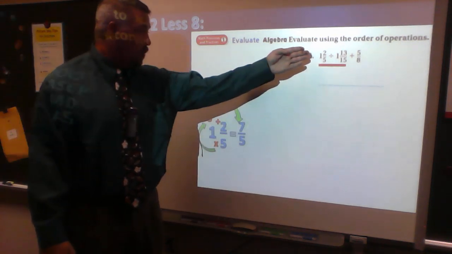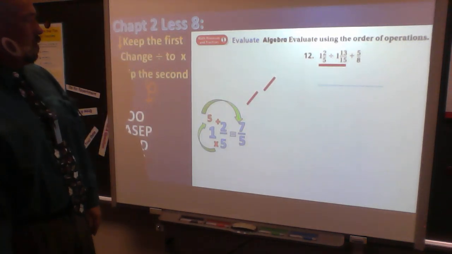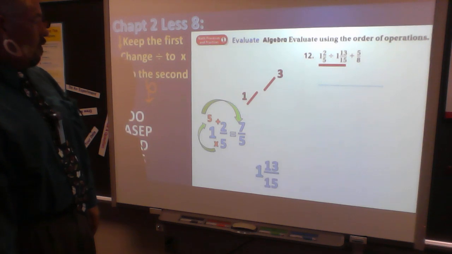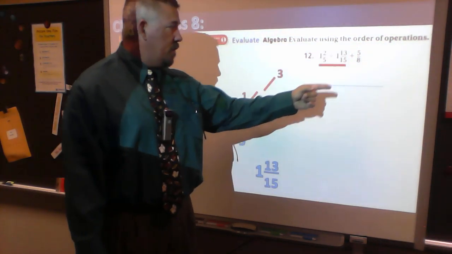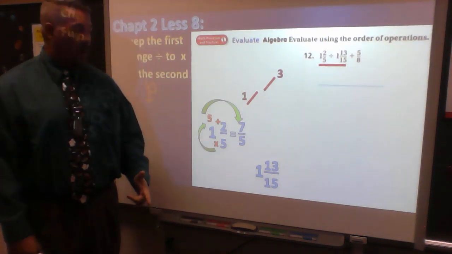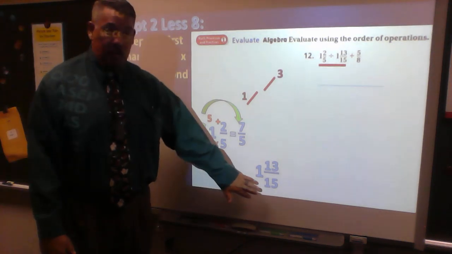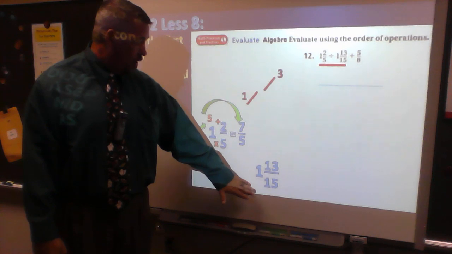So I know this first one is 7/5. Those shouldn't have popped up yet, we're not ready for there. Okay. And then on my second one, I have 1 and 13/15. Going to be working with some bigger numbers here. I still do the same setup, even though it's going to be bigger numbers.